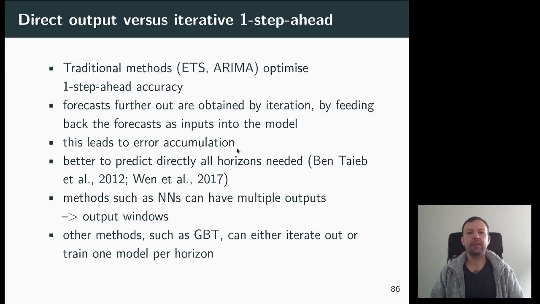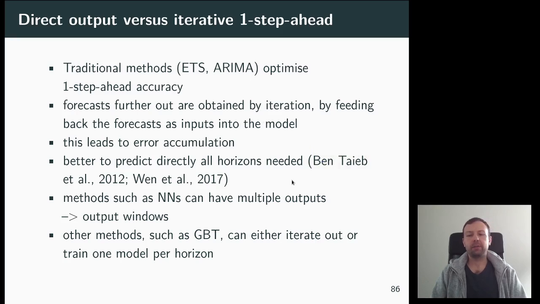But the problem is that this leads to error accumulation, right? So if your 1 step ahead forecast was wrong, the 2 step is going to be a bit more wrong, and so on. And obviously also, if you want, let's say, a 5 step ahead forecast, it's better to directly optimize for that 5 step ahead and not optimize for 1 step ahead and then just iterating out. So if your method doesn't know you want a 5 step ahead, it can't optimize for that.